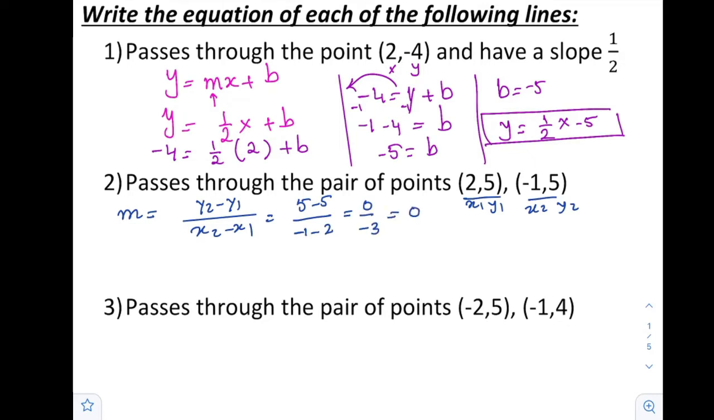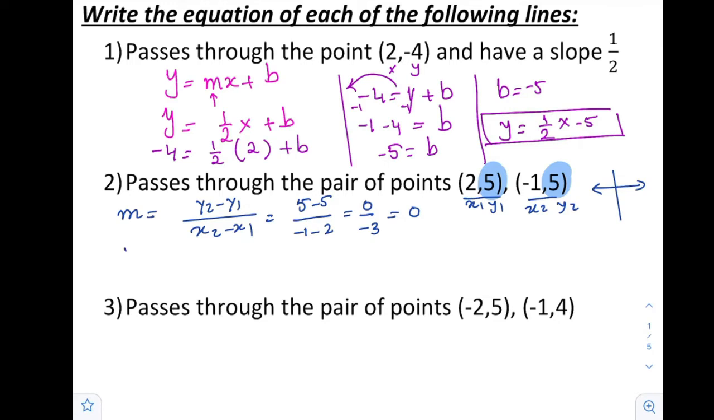Can we expect that before we do that? Yes, we can. We have noticed that this y coordinate is 5 and this y coordinate is 5. The two have the same y coordinate. That means they are both at the same level of y. So it is a horizontal line passing through 5. It is something like this. So it's a horizontal line. That's why the slope is 0.